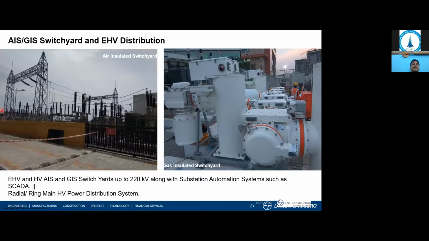After doing all those things, these are the executed photos. You can see why we are asking for this much space, and this is the outcome of the substation switchyard after execution. And this is the GIS switchyard outdoor application.